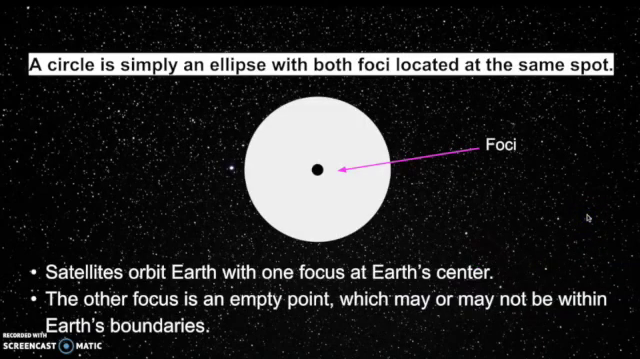So a circle is simply an ellipse with both of the foci located at the same point, which is in the center. Satellites orbit the Earth with one focus at the Earth's center, and the other focus is an empty point. Now that can be within the Earth's boundaries, but it may not be. Again, remember, we are orbiting on an elliptical pattern.